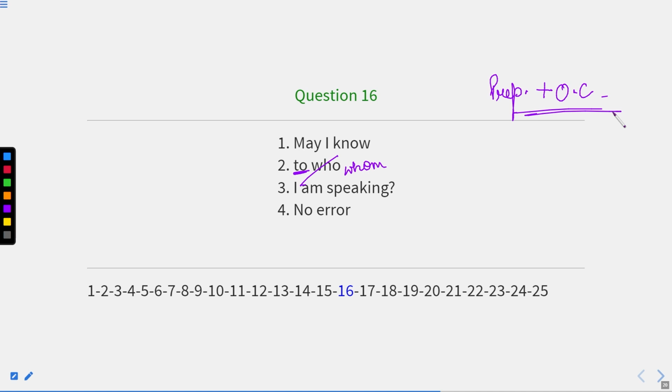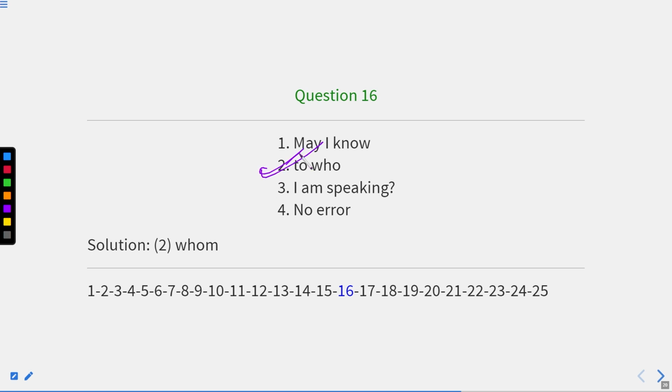We have three cases in pronoun: nominative case, objective case, and possessive case. After every preposition we can only have objective case, therefore after this to we should have whom. Therefore the answer is part 2, because this who should be replaced with whom. So the correct sentence will be, may I know to whom I am speaking, or whom I am speaking to. So here the error is in part 2.